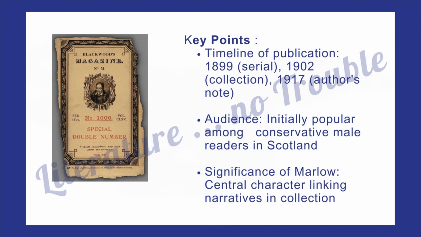By 1902, Conrad bundled Heart of Darkness with 2 other tales in a collection titled Youth, a Narrative, and 2 Other Stories. This set included Youth, a Narrative, Heart of Darkness, and The End of the Tether. All these stories share a common character, Marlowe. In 1917, Conrad added an author's note highlighting Marlowe as the central character across these tales. He noted that while the stories are different, Marlowe connects them through exploration and adventure.